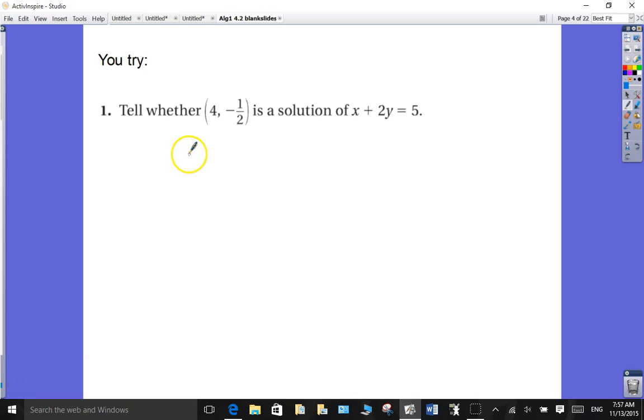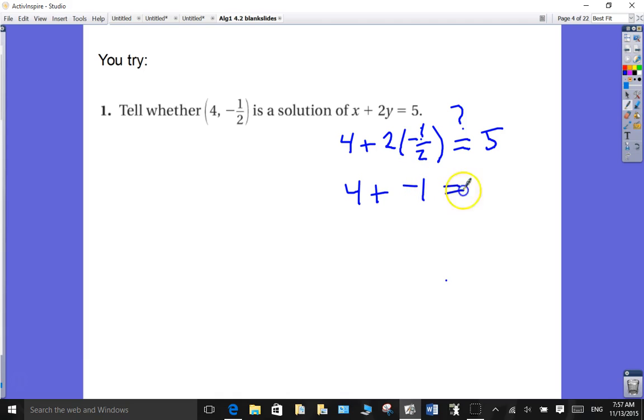Let's plug it in. It'll be 4 plus 2 times negative 1/2 equals 5, question mark. 4 plus, what's 2 times negative 1/2? Negative 1 equals 5. For those who thought that it was a solution, what did they probably do wrong? Forgot the negative, right? So you had 4 plus 1, and it looked like it was a solution, but it was actually 3 equals 5, which is not true, so not a solution.